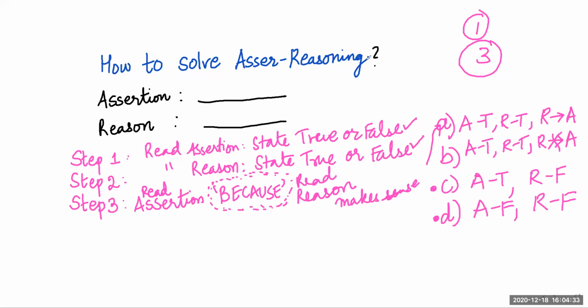Now tell me, what is the reason? RT or RF? Reason T or reason F? Absolutely correct. Polyp and medusa forms are exhibited by Obelia. So assertion is true, reason is true. So option A can be there, B can also be there.